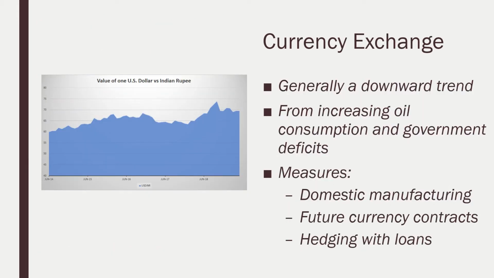As seen in the chart, the value of the rupee against the US dollar has varied over the last 5 years, but has generally trended downward. This poor exchange rate has been largely because of high oil consumption and increasing government deficits. Because of these potential issues with exchange rates, it is suggested that measures be taken to minimize the exchange risk, including future currency contracts and hedging through loans at local banks, depending on the interest rates at the time.